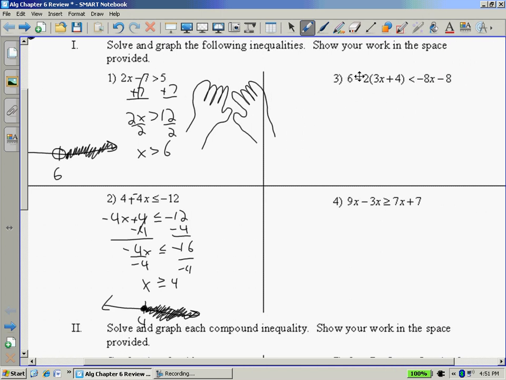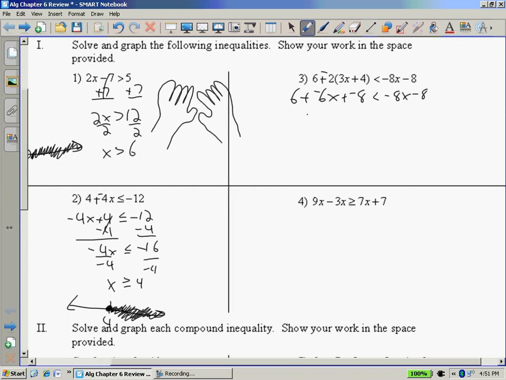Okay, here we're going to keep, change. First distribute. Then combine all of your like terms. Please remember key, change, or you'll get burned. Then get all your variables onto the same side.